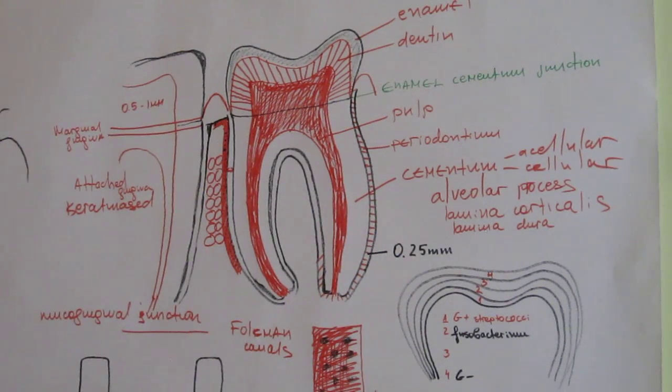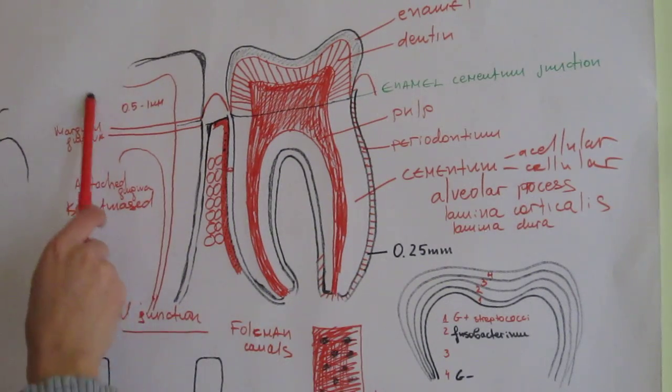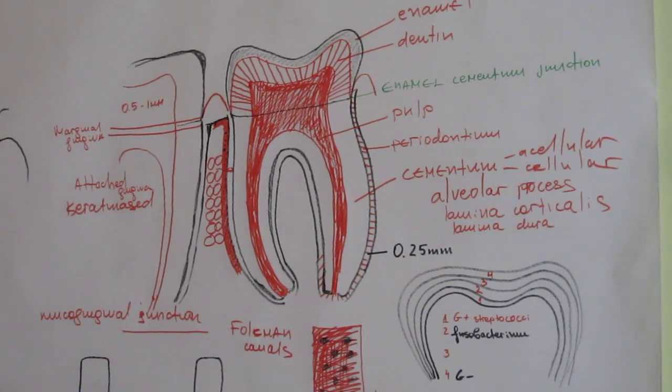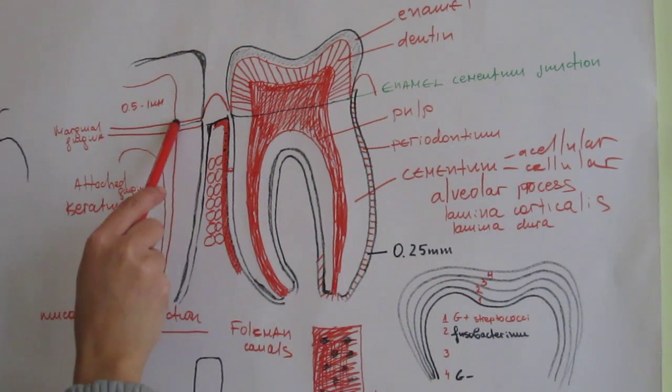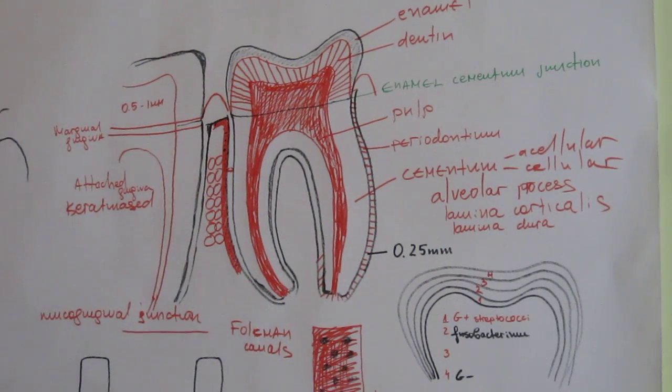So in normal cases, when the tooth supporting structures are healthy and there is no pathological process, this free unattached gingiva, this pocket which is formed by the tooth structure and the gingiva, is deep about 0.5 to 1 millimeter and is measured by a probe. There are different types of probes.